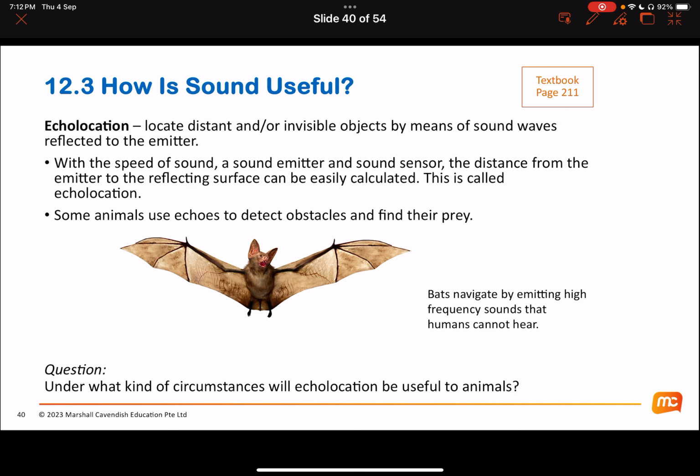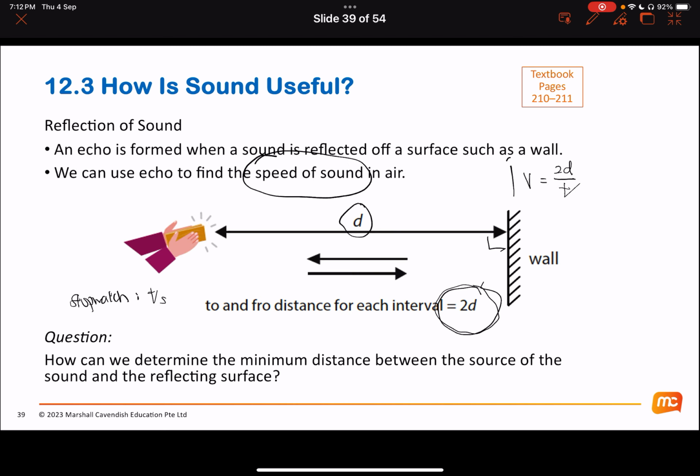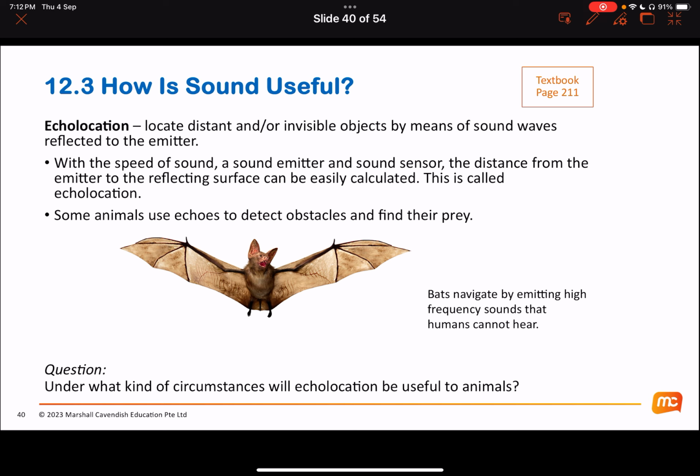Okay, so yeah, actually that's all. Just remember that when you are required to calculate the speed of sound, or you have to use the speed of sound to calculate distance, make sure there's always this 2d factor that you are accounting for an echo, because an echo is about reflecting off a surface. Then the rest is just your own reading.